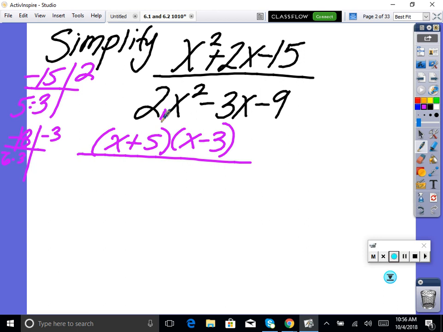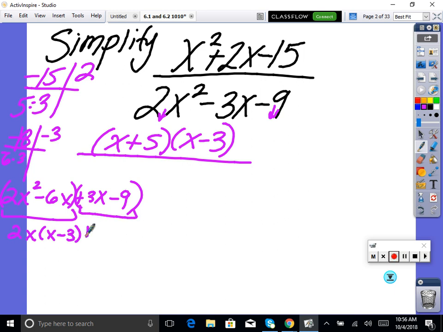So watch. Drop. So I drop down 2x squared. I drop down negative 9. And then I'm breaking down the middle term as these two factors. Minus 6x plus 3x. Factoring by grouping. So then I pull out a 2x. Left is x minus 3. I pull out a positive 3. Left is x minus 3.